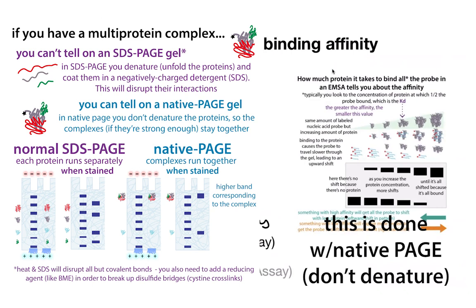And so if we have a DNA or RNA running alone, it's going to travel pretty quickly. But if it's bound to a big old protein, it's going to travel more slowly. And therefore, you're going to get a shift upward in your gel. And you can use this to measure binding affinity.